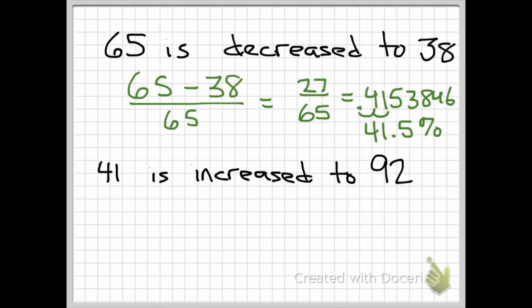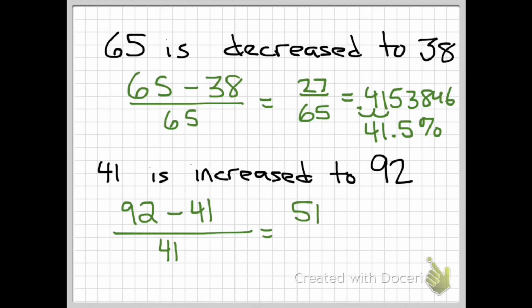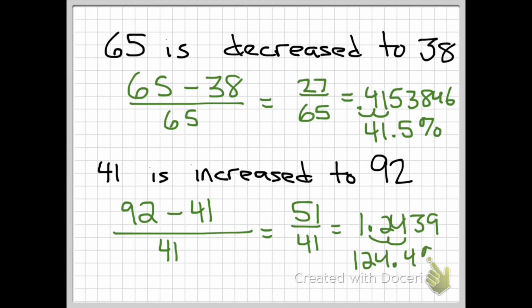All right, now the next one's slightly different because we see that it's an increase. But once again, we still do the 92, our bigger number first, minus the 41. Now this time we're going to divide by the number that came first once again. What ends up happening is we most likely will have a larger number on top. So we get 51 over 41. And then when we divide that, we get 1.2439. We got to make this into a percentage. So we have 124.4% would be our change.